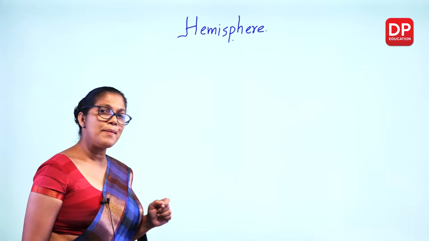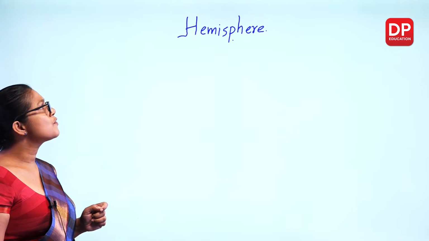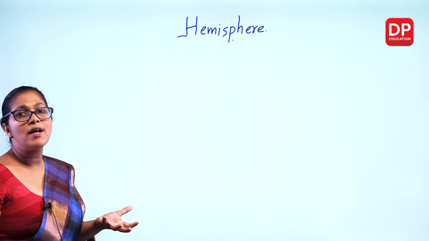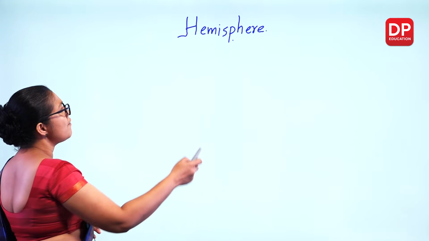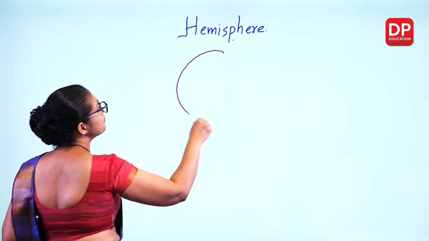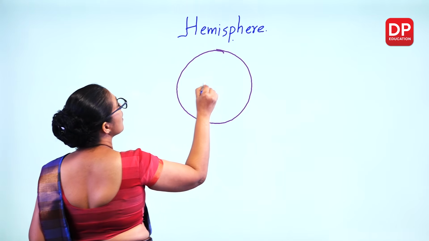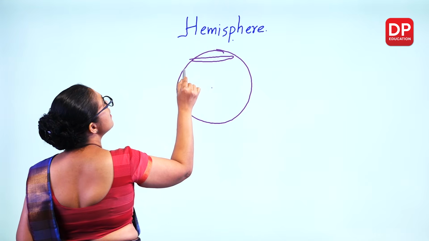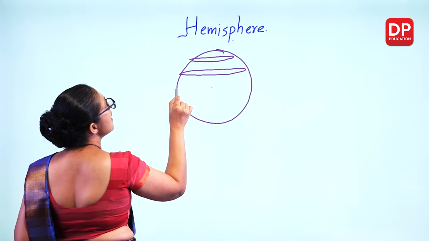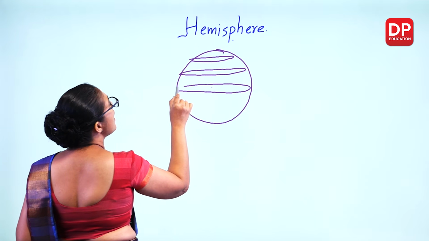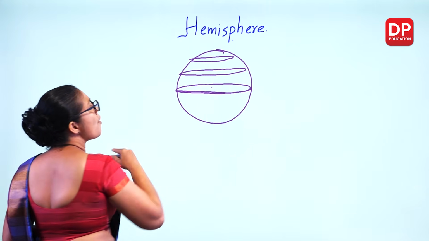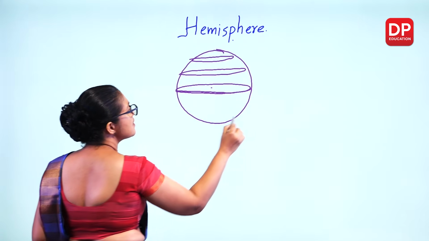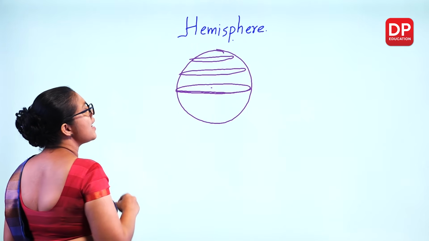Now what about hemisphere? Have you heard about this word? Hemisphere is half of a sphere. So here when you take a sphere, you can cut the sphere from here like that. When you cut it through the middle of the sphere, you get this part. So that's called the hemisphere.